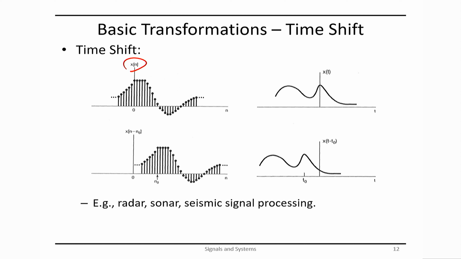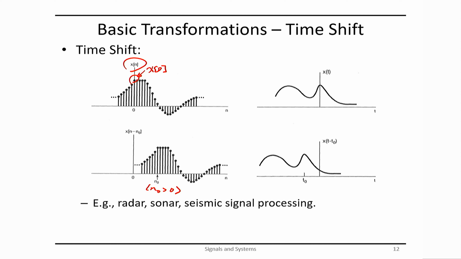Now, how do you verify this? All right, so this is assuming that n naught is positive. Now, how do you see that? All right. So this is because suppose you look at the value of x of n at time 0, okay? So in the original function, when you observe the value at time 0, the value you see is x of 0, right? So the value you see here is x of 0, okay?